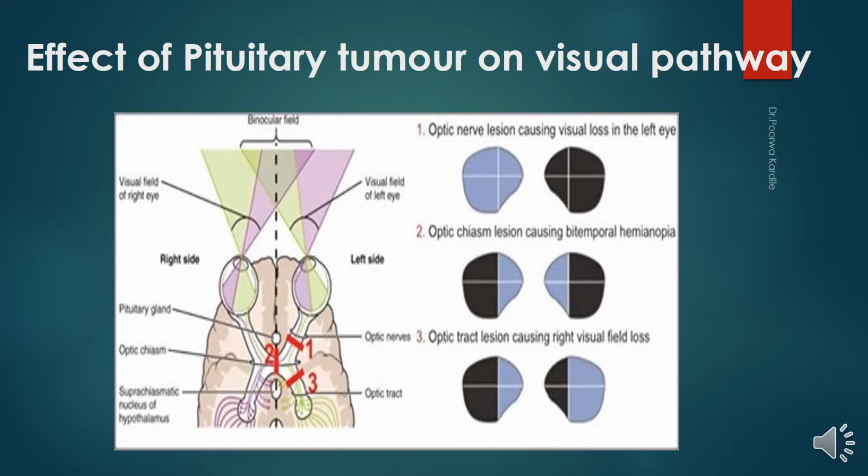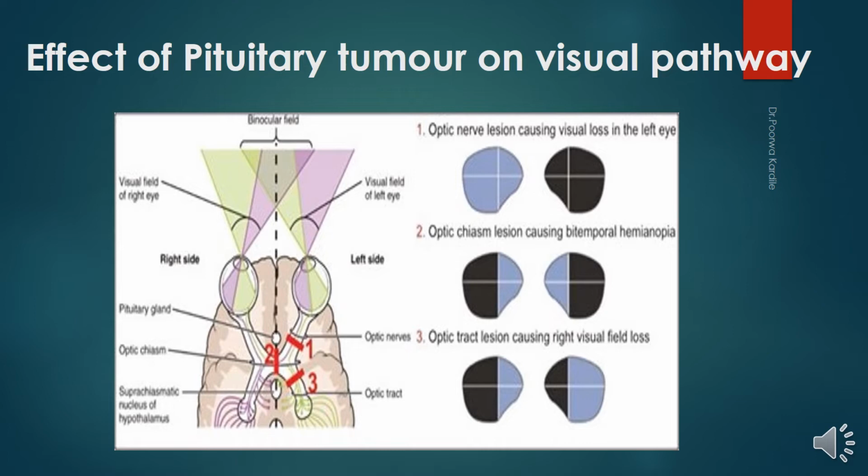eyelid. For pituitary macroadenomas, if they affect the optic nerve, optic chiasma, or optic tract, the signs and symptoms will be different. And pressure of pituitary macroadenoma on the central part of the optic chiasma, as told before, causes bitemporal hemianopia. In bitemporal hemianopia, there is loss of peripheral vision, so it is also known as tunnel vision.